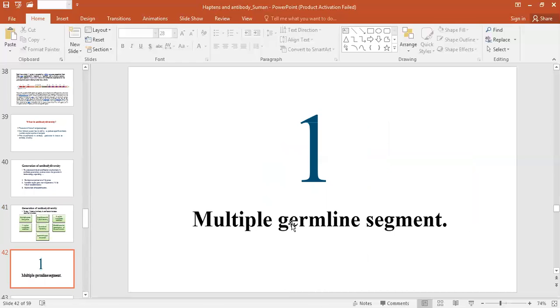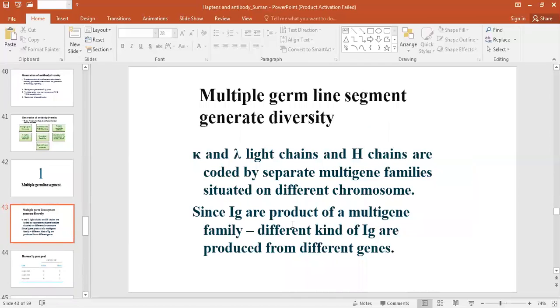So the first one is the multiple germline segment. What is that? So the kappa chain and the lambda chain of the light chain and the heavy chain are coded by separate multigene families situated on different chromosomes, not on the same chromosome, different chromosomes. And since these immunoglobulins are the product of multigene families, different kinds of immunoglobulins are produced from different genes.